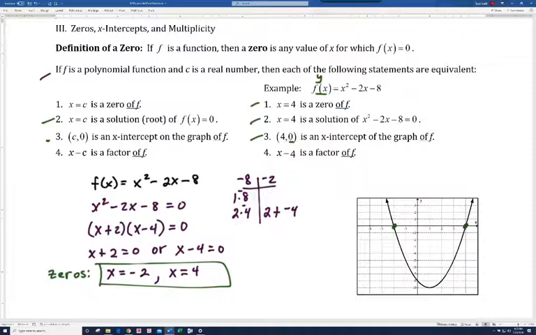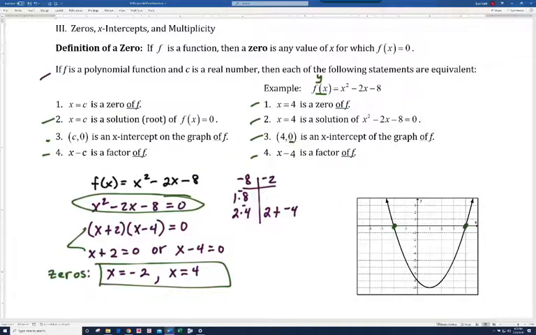And then finally, it says x minus c is a factor of f. Well, in our example, we're saying x minus 4 is a factor of f. So basically, when we found our zeros by solving this equation, you'll notice these two steps here.